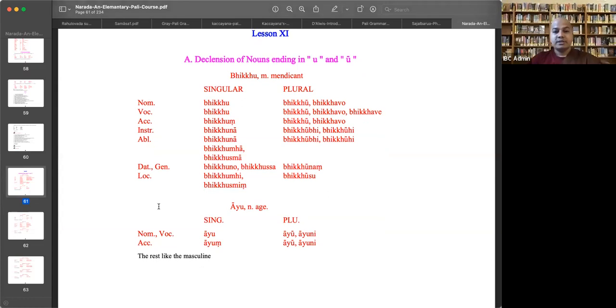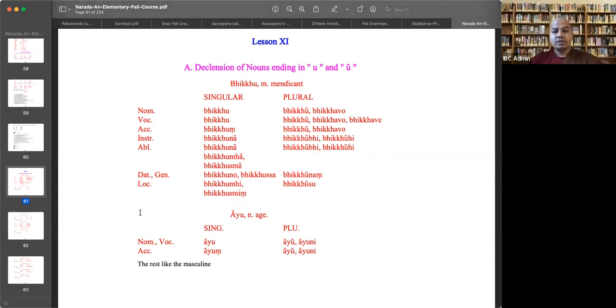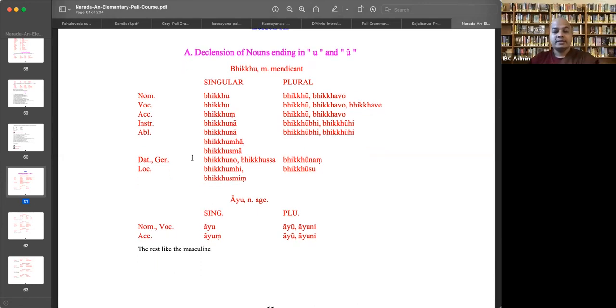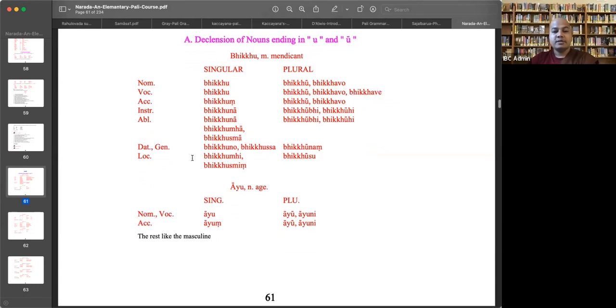Yeah, so bhikkhu is a word representing masculine gender nouns ending in short u. Bhikkhu means a monk. Here, the meaning given is mendicant. Okay, and this is the declension of the word bhikkhu. And as you can see, immediately after the declension of bhikkhu, you have a neuter gender noun ending in u, that is ayu. Ayu means age.